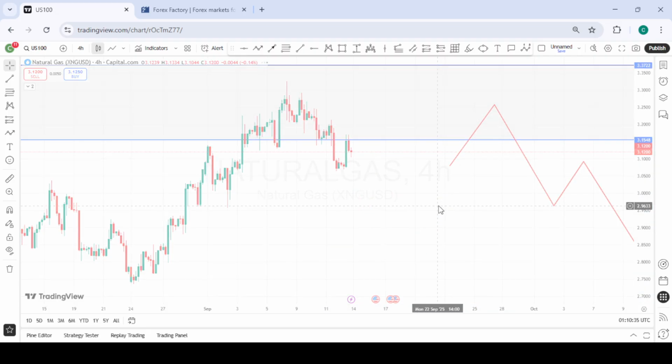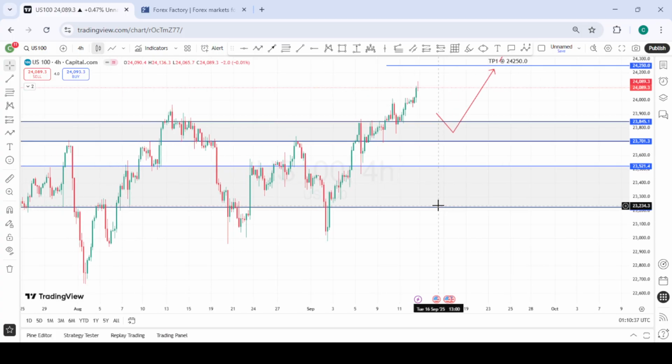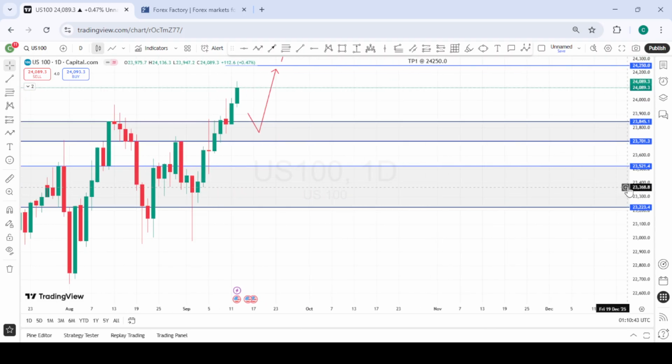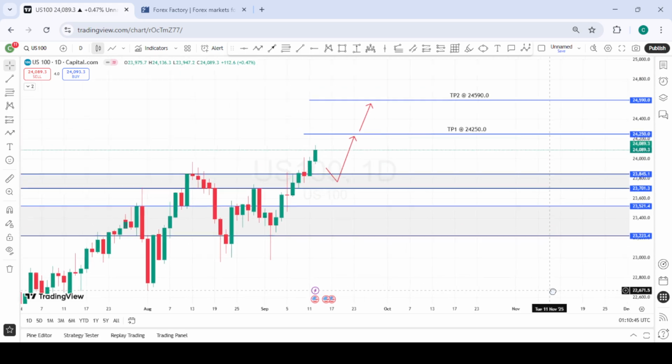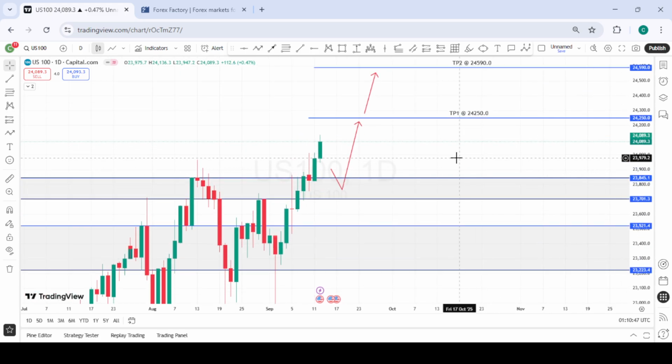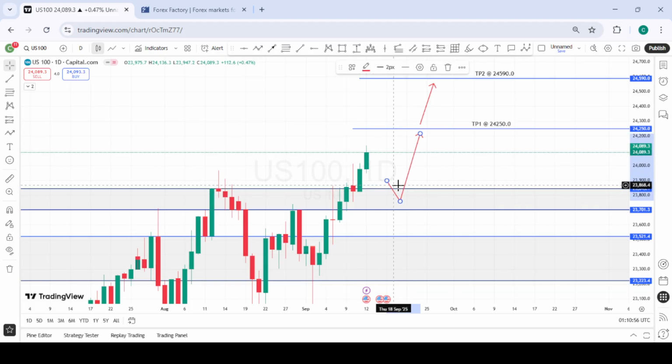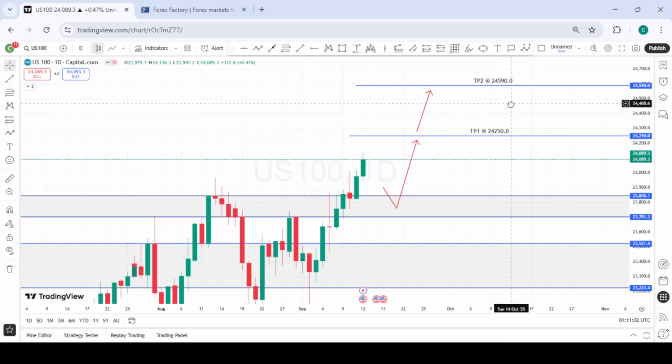On to the next, we have Nasdaq. Yes, Nasdaq is extremely bullish now, extremely bullish. You need to be very wise to look for buying opportunities. So for the coming week, we'll be looking forward to a pullback to this very first zone, get bullish confirmations, and then we take our buys from here to the upside, targeting these two targets we have here.